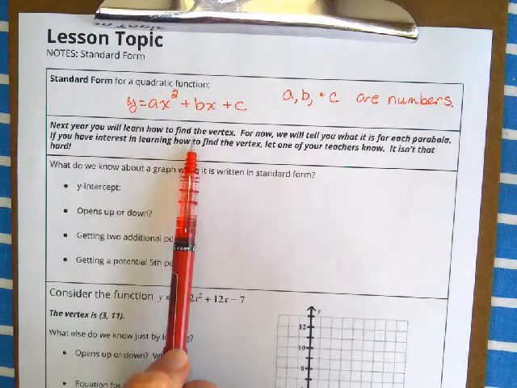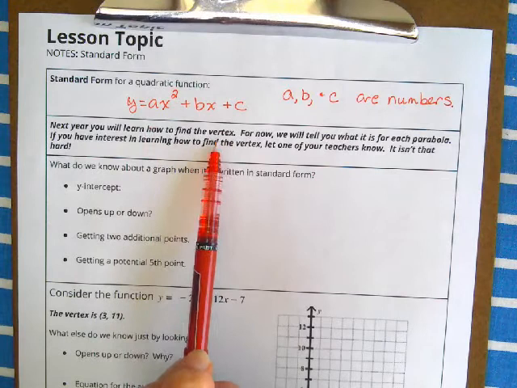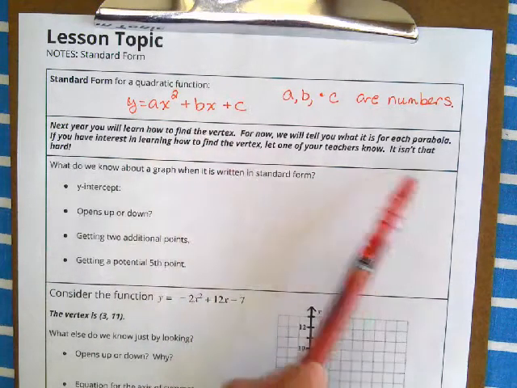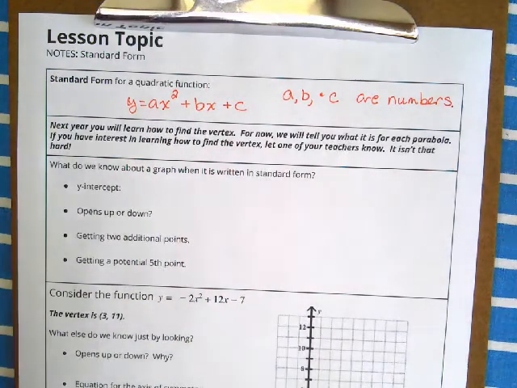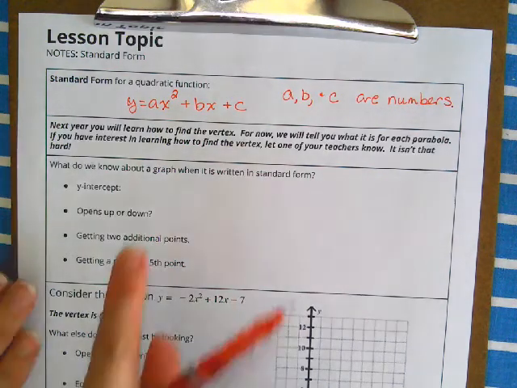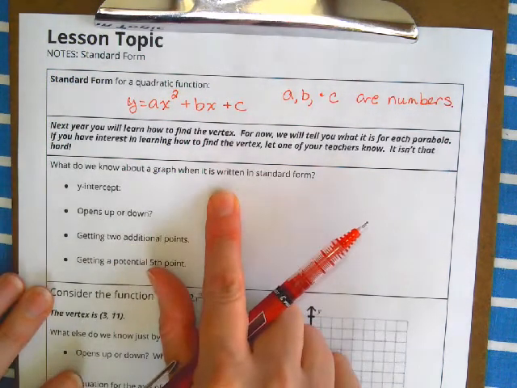We normally learn how to find the vertex using negative b over 2a. This year, we're going to scrap that whole thing, and we're going to give you the vertex, but expect you to find certain other things if we tell you what the vertex is. So, what is it that you know about a graph when it is written in standard form?